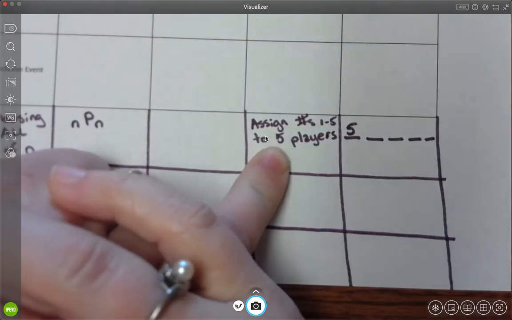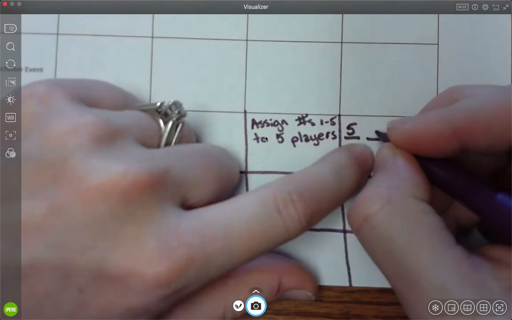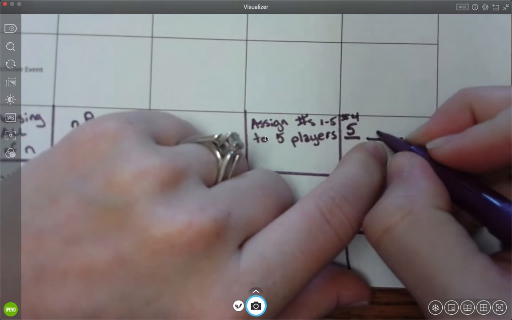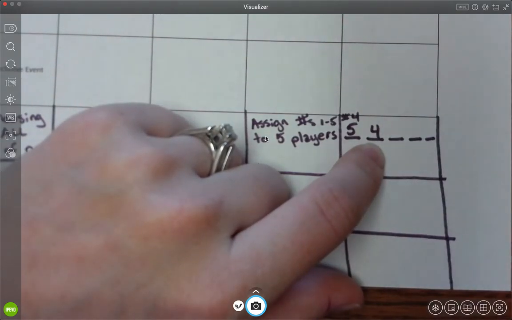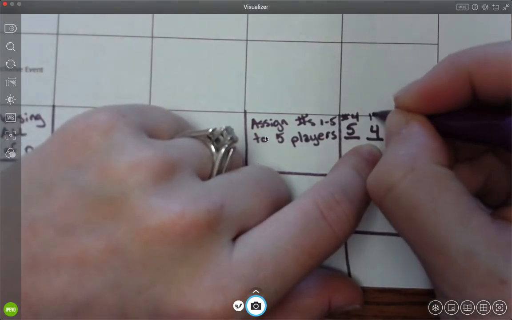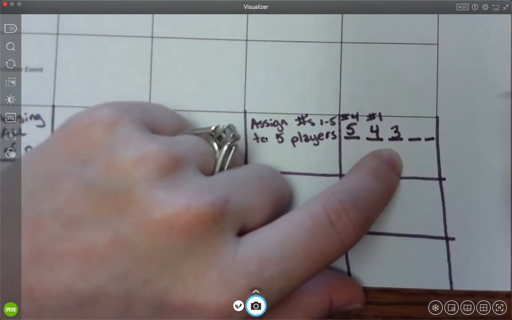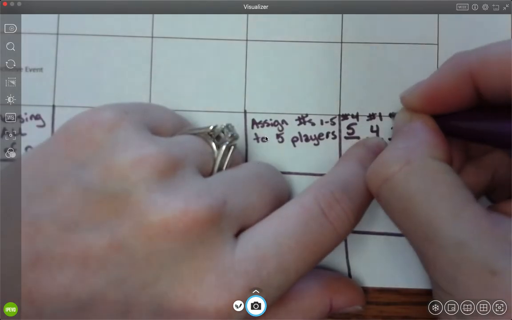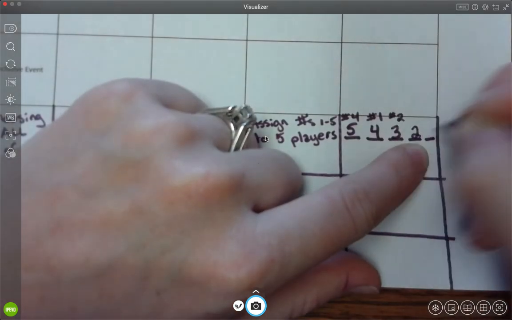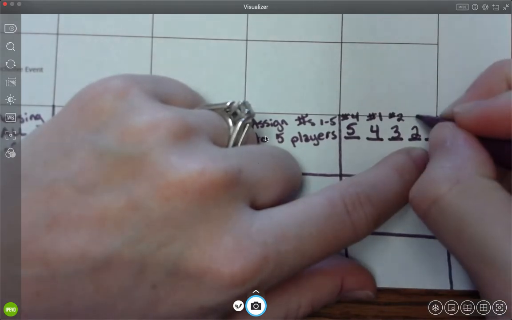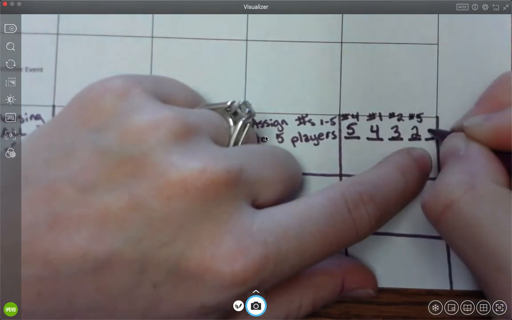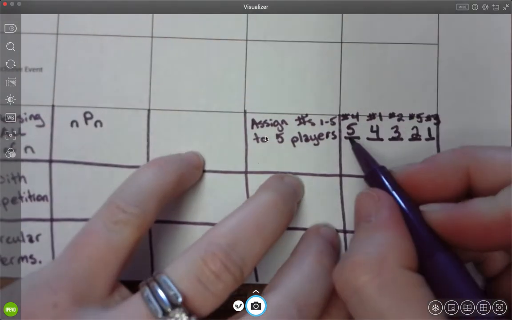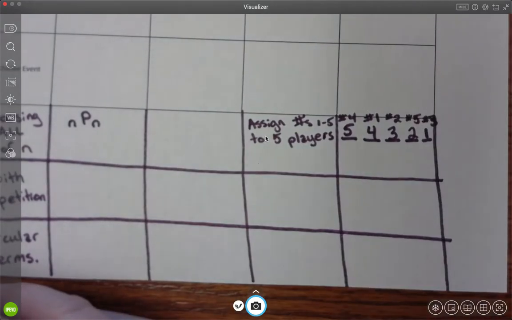The second player, after this one has chosen jersey number 4, only has 4 numbers to choose from. Let's say they choose the number 1. This person only has 3 numbers to choose from because 4 and 1 have already been taken. So they choose the number 2. This person only has 2 to choose from, either 3 or 5. Let's say they choose number 5, and this person's stuck with only 1 jersey number, which is number 3.